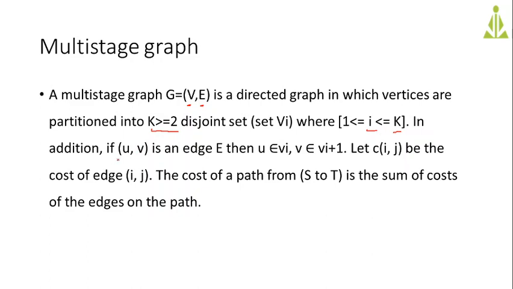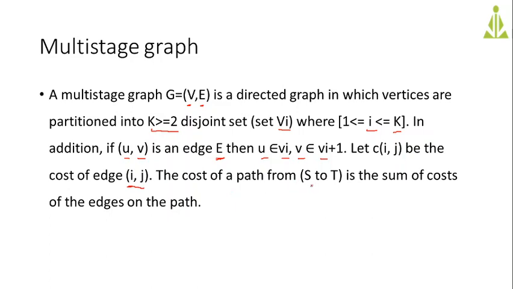In addition, if (u, v) is an edge in E, then u belongs to V_i and v belongs to V_(i+1). So this is a formula. Let c(i, j) be the cost of the edge (i, j). We are solving for i comma j.